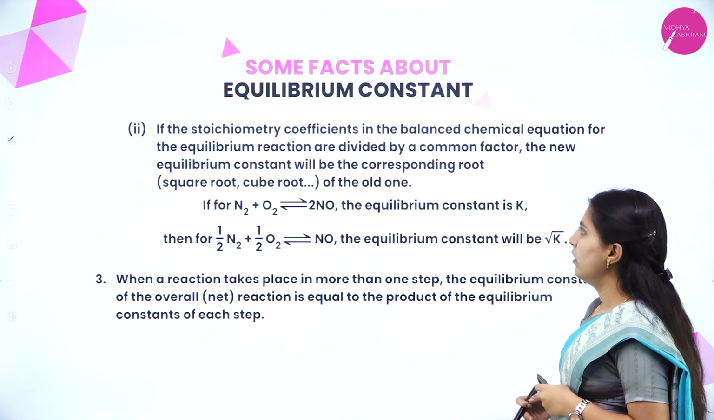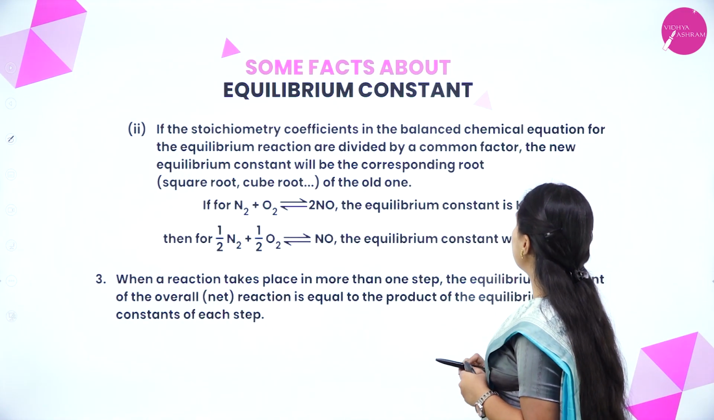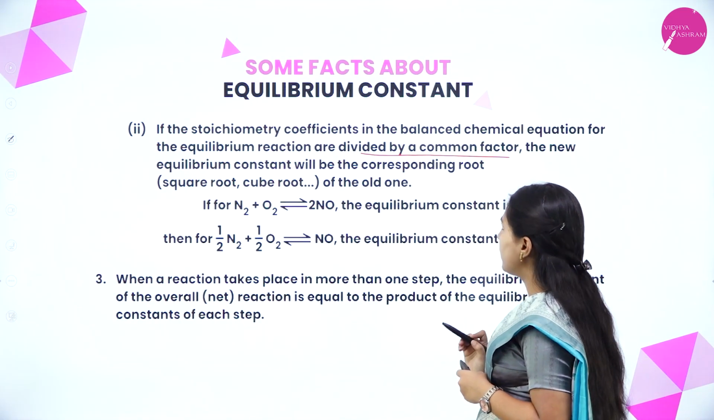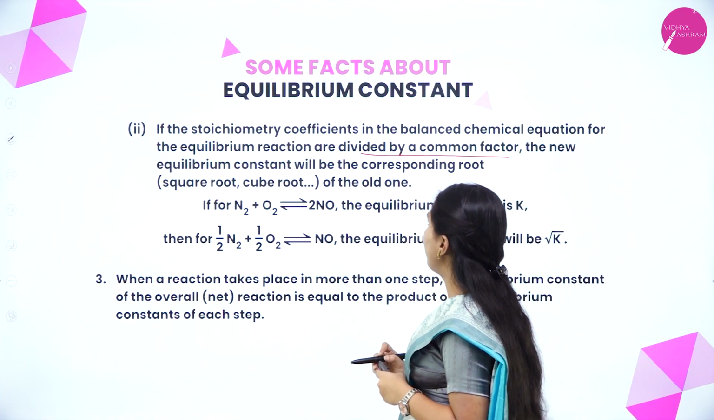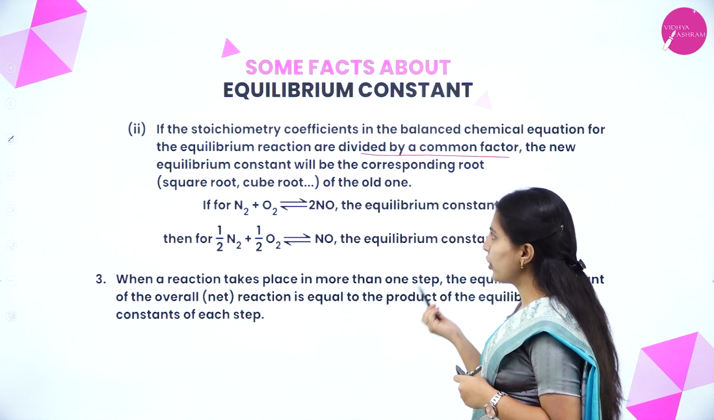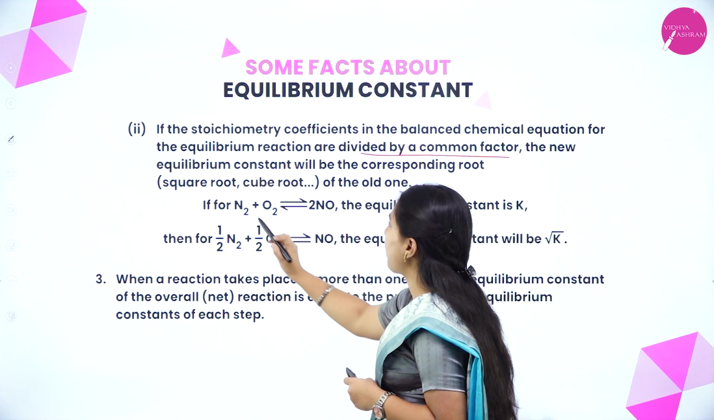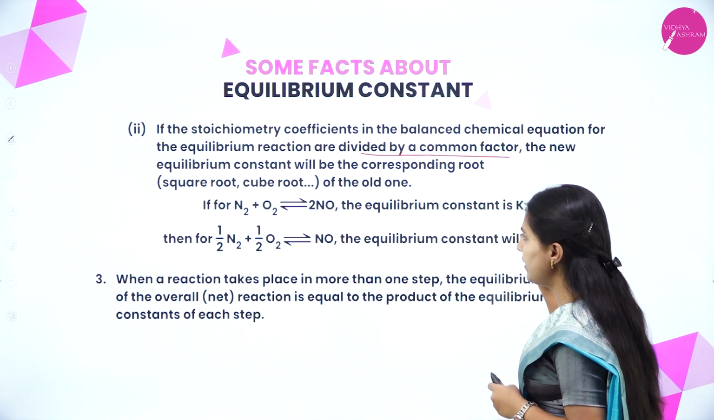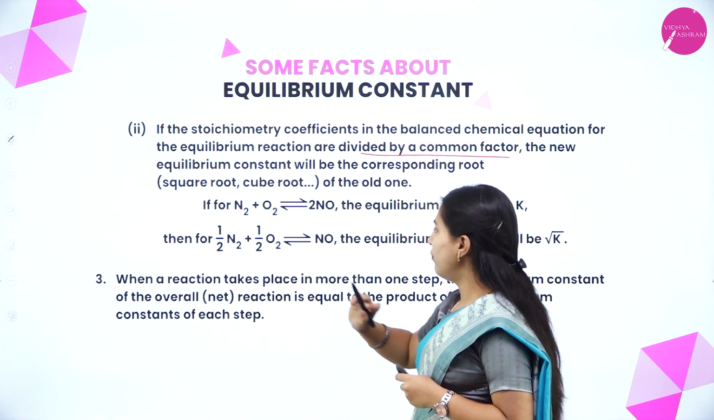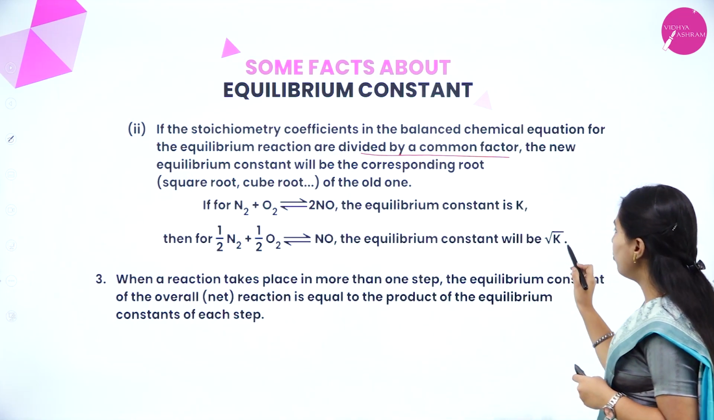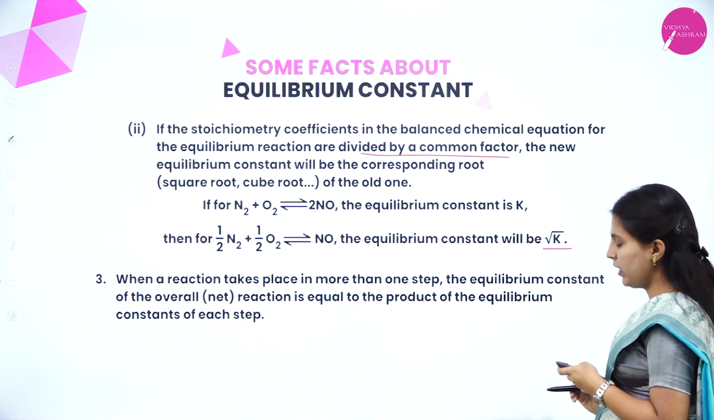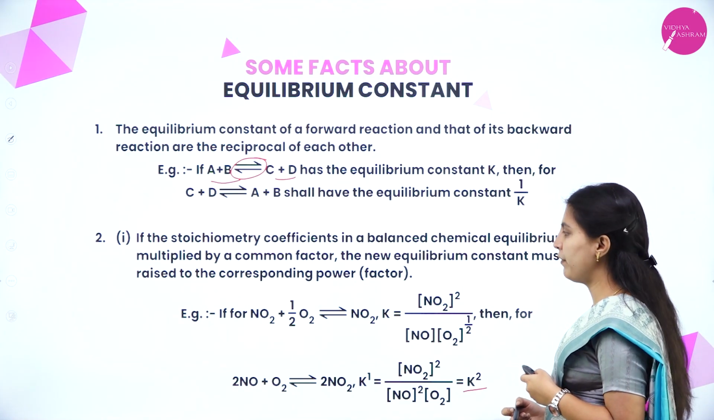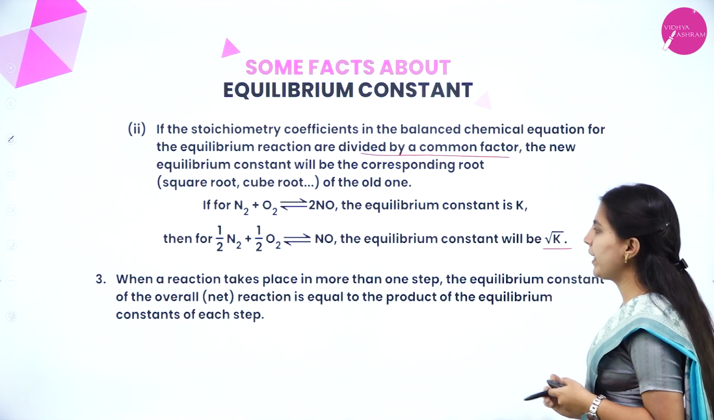Next, if the stoichiometric coefficients in the balanced chemical equation for the equilibrium reaction are divided by a common factor, then the new equilibrium constant will be the corresponding root, such as the square root or cube root, of the old one. See here, if for N2 plus O2 giving 2NO the equilibrium constant is K, then for half N2 plus half O2 giving NO it will be the root of K. It is raised to the same power as used in the coefficient, so here root K or cube root will be used.